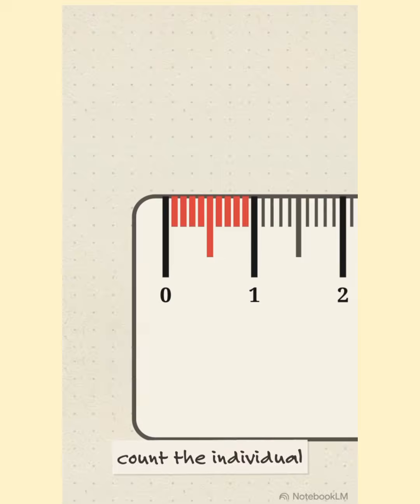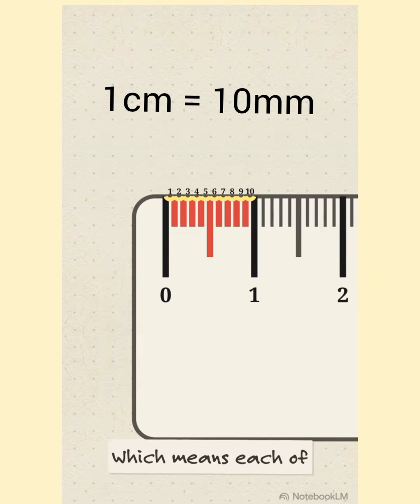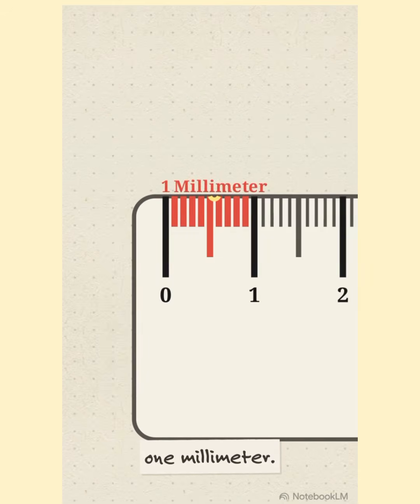If we carefully count the individual spaces between these markings, we find exactly 10 equal gaps packed inside this single centimeter, which means each of those 10 spaces represents exactly 1 millimeter.